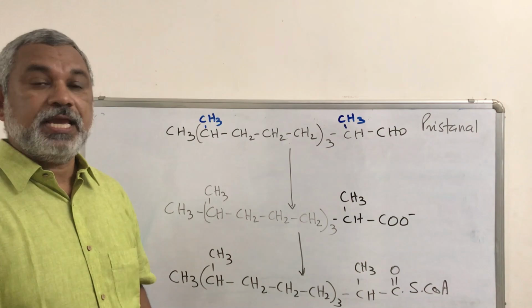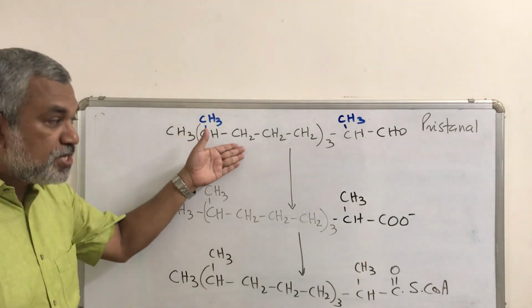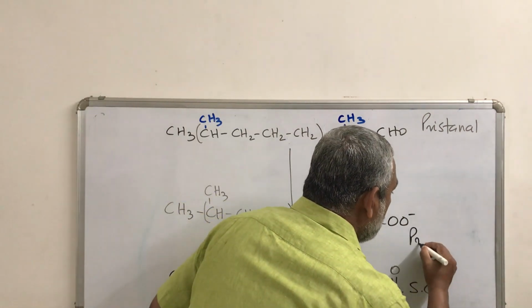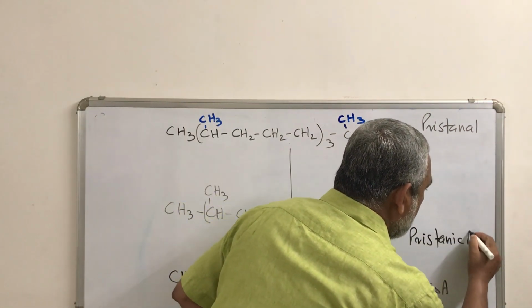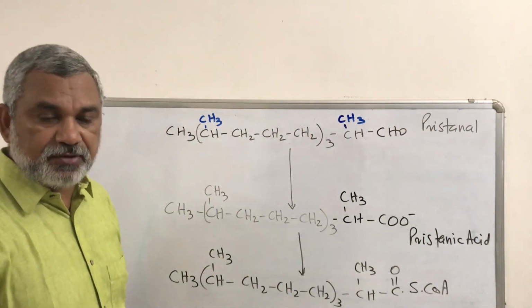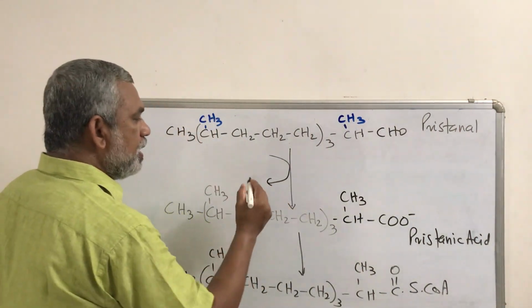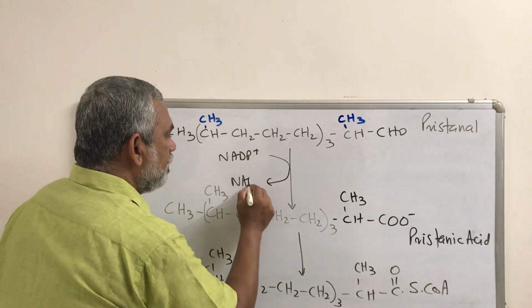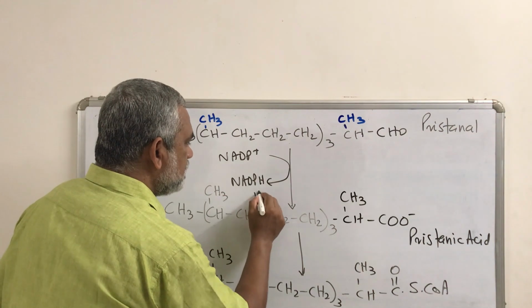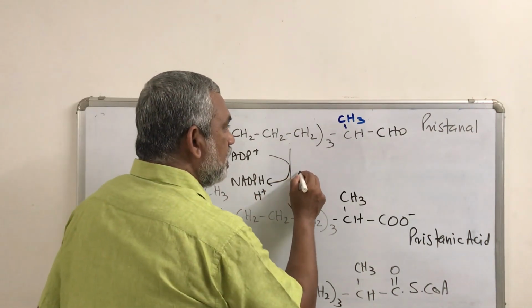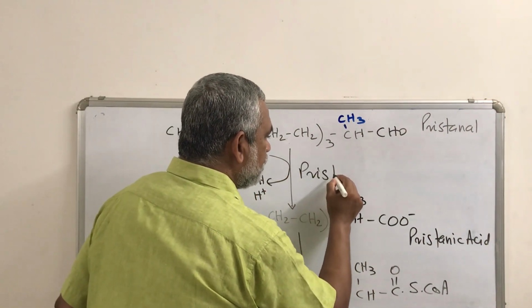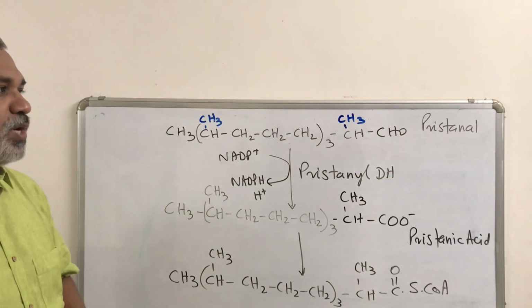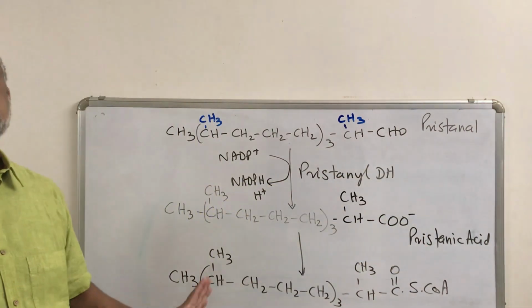The next step in alpha oxidation is that pristanal will now be converted to pristanic acid. So the aldehyde is converted to its acidic form, and that is catalyzed by an NADP dependent enzyme, with NADPH plus H plus formed, and the enzyme is pristanal dehydrogenase. So this is the enzyme which will convert an aldehyde into the acidic form.